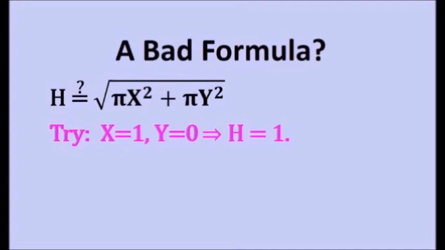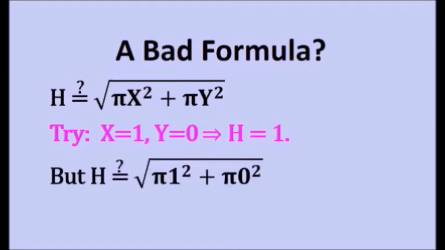Well, does this formula give us an answer of 1? Let's see. Using this formula, we have h equaling the square root of pi times 1 squared plus pi times 0 squared.